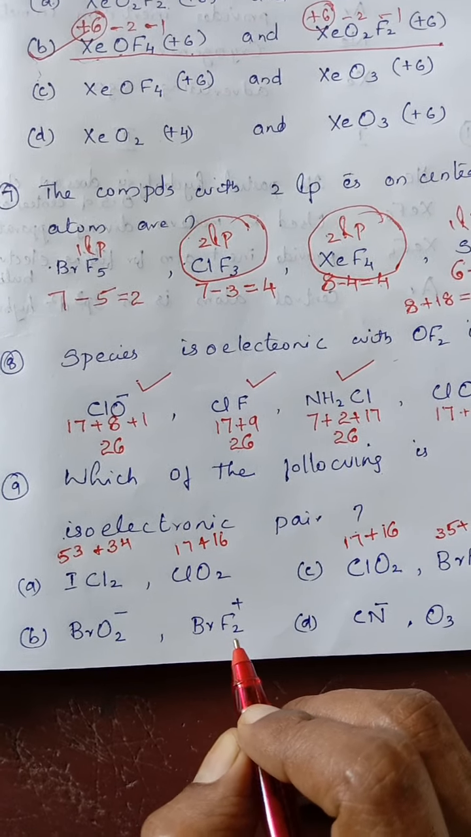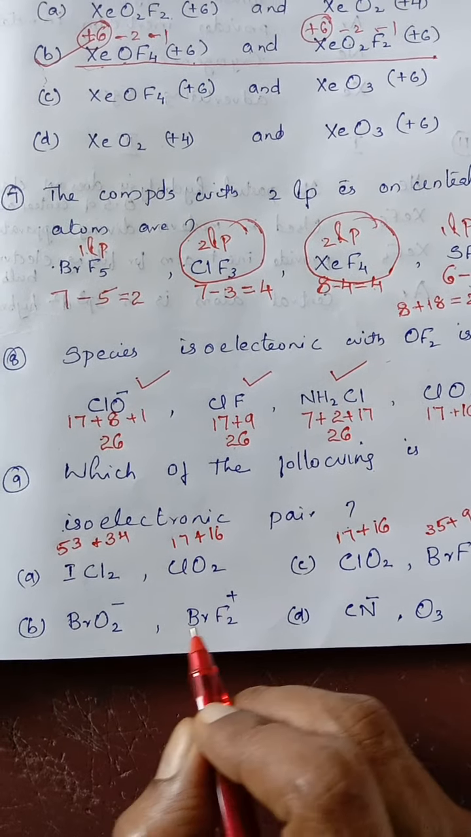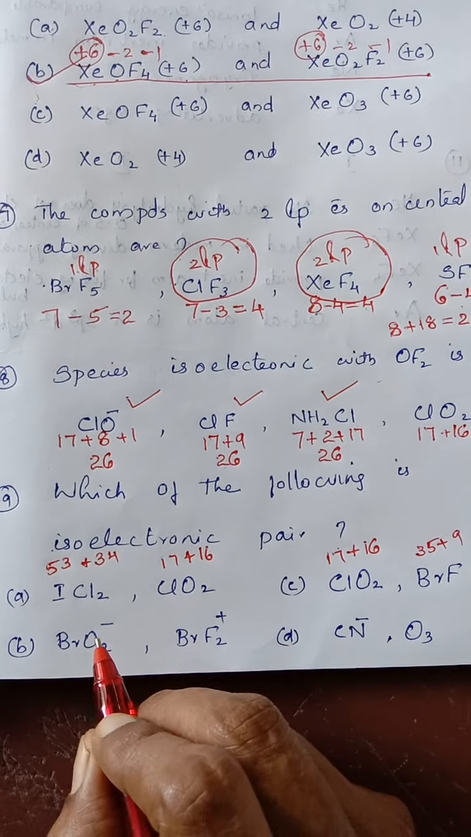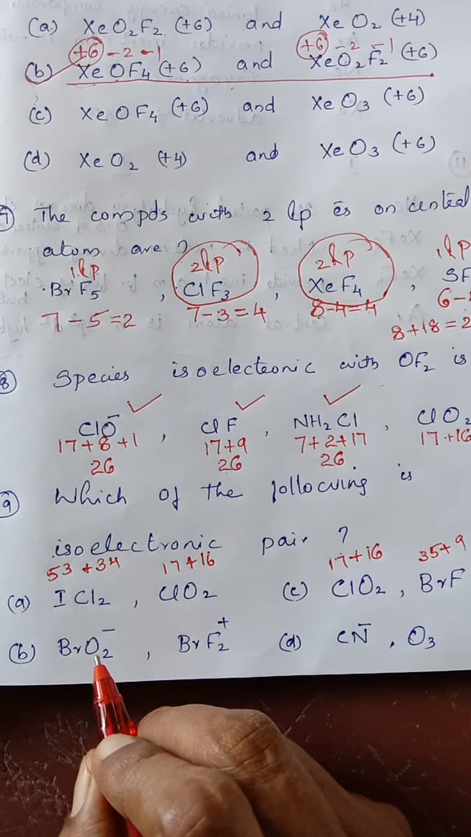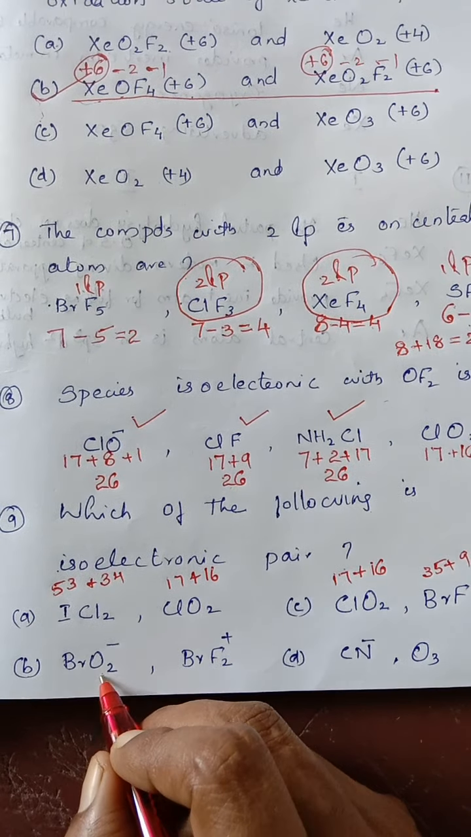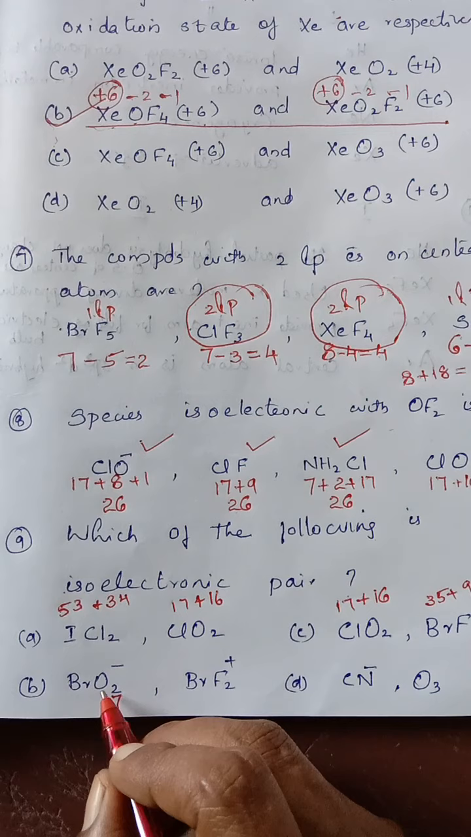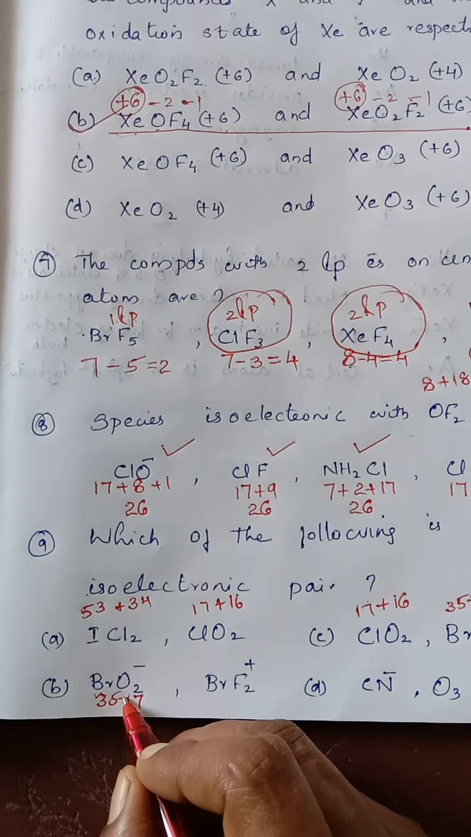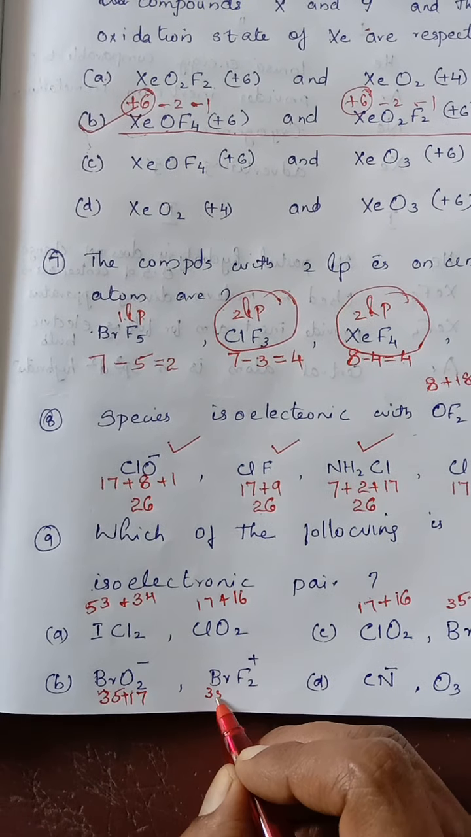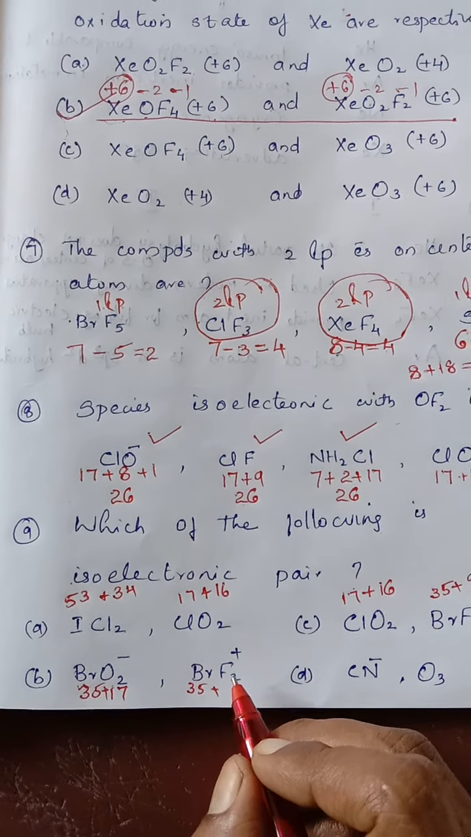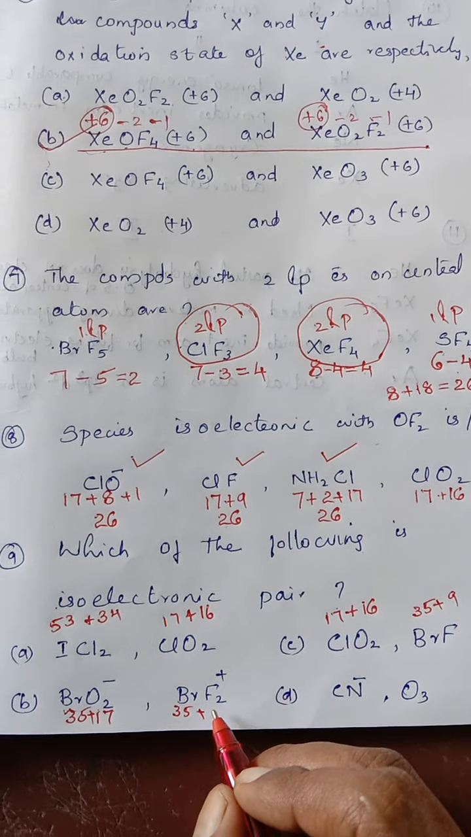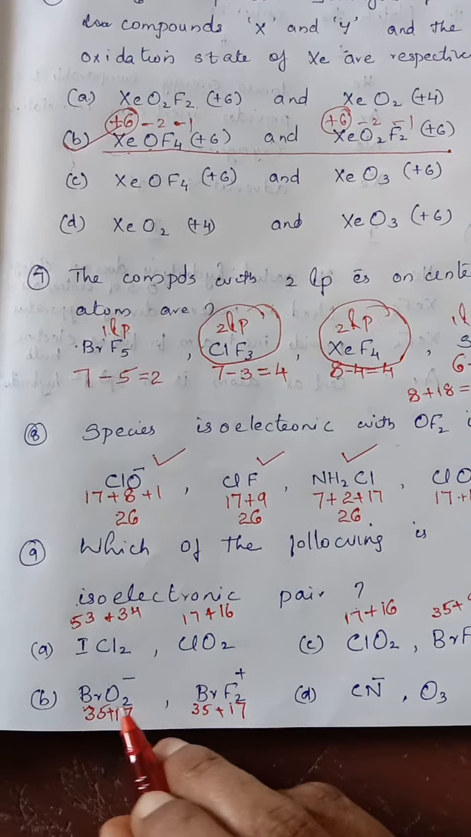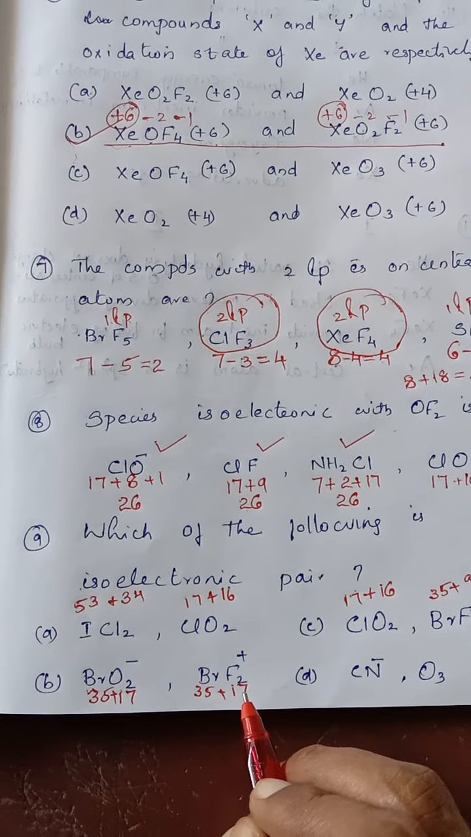BrO2 minus and BrF2 plus. See here bromine is common, so we can compare the remaining O2 minus and F2 plus. O2 minus contains how many electrons? Oxygen 8 plus 8, 16, 16 plus 1, 17 electrons, plus bromine contains 35 electrons, 35 plus 17. Here bromine 35 plus fluorine 9 plus 9, 18, 18 minus 1, 17, because it carries one positive charge, so these two are isoelectronic, with the same number of electrons.